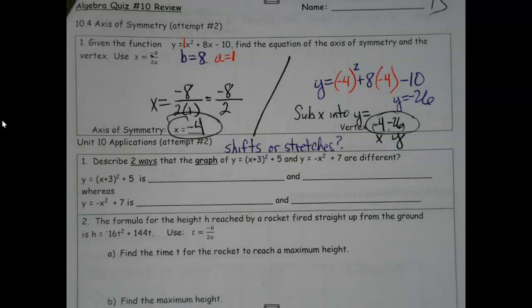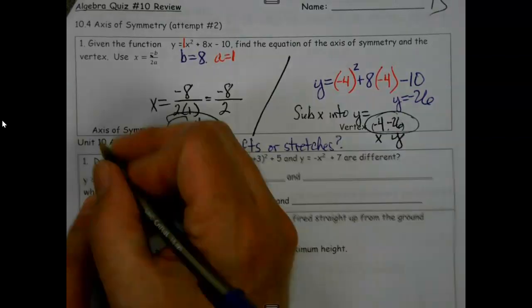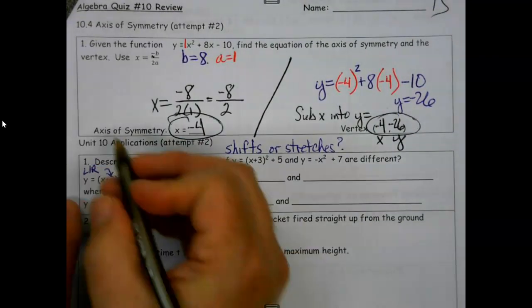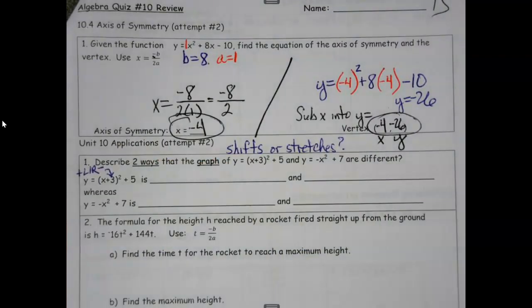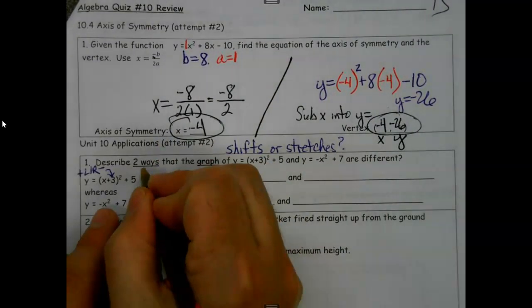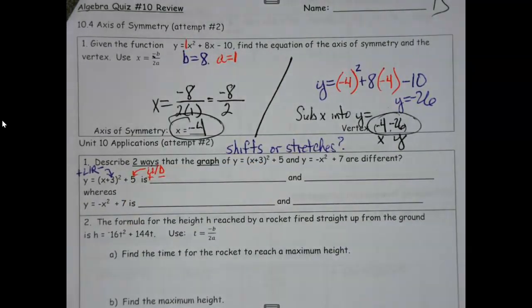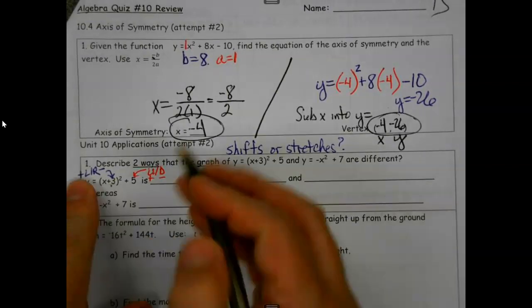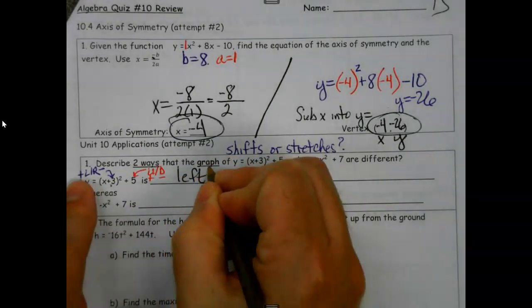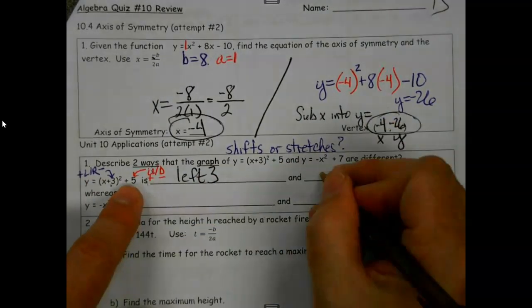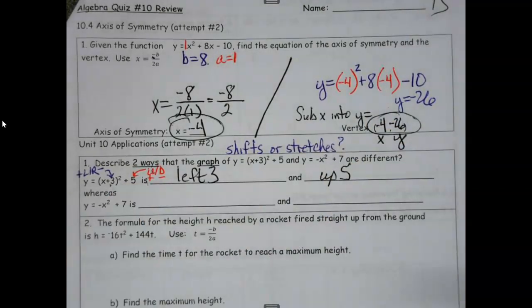So if I remember things like what's going on inside the parentheses is always left and right, the opposite of what I would think, and whatever's on the end is up and down, that would come in handy too. Because if I know that, I'm just going to look at this and I'm going to say, ooh, plus is left, so left 3. I'm going to show you another way as well. Plus 5, plus is going to be up. And I'd write that down.